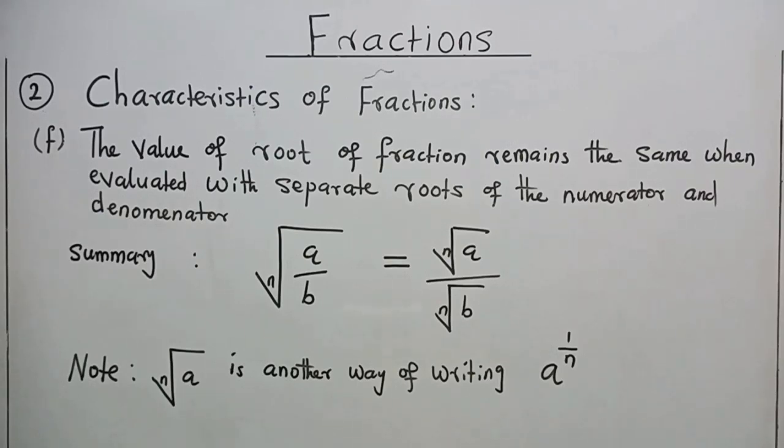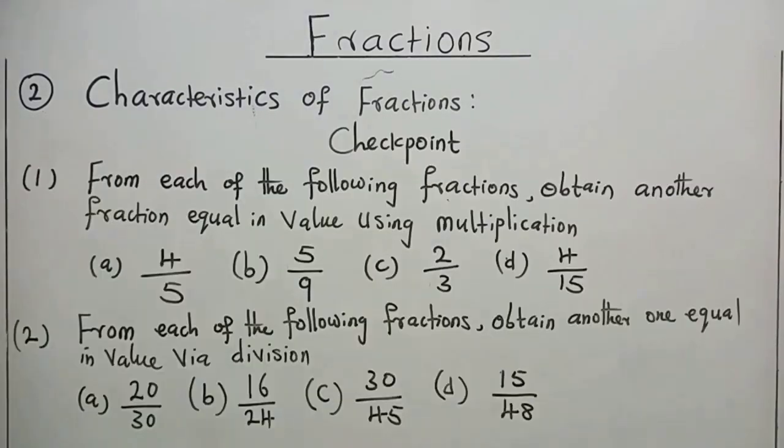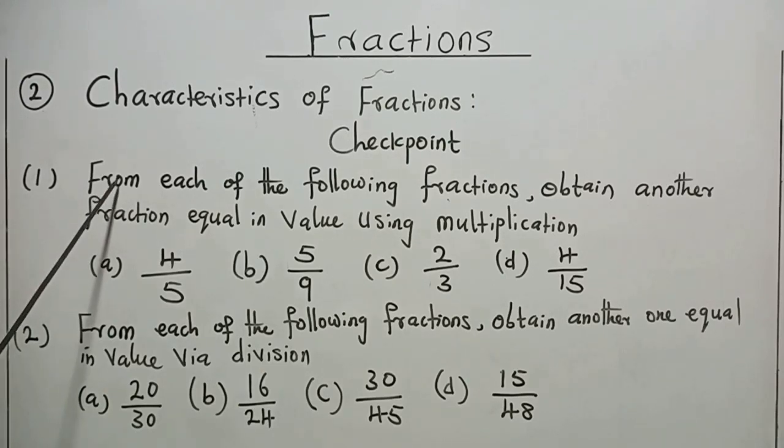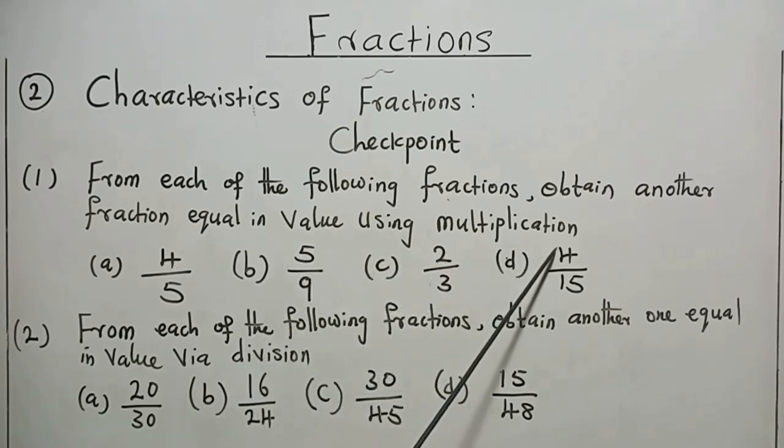At this point, let us see whether we can tackle some challenges herefrom. And here comes the checkpoint. It says, number 1, from each of the following fractions, obtain another fraction equal in value using multiplication. I just hope you know what I mean by this. Number A, 4 over 5. B, 5 over 9. C, 2 over 3. Number D, 4 over 15.